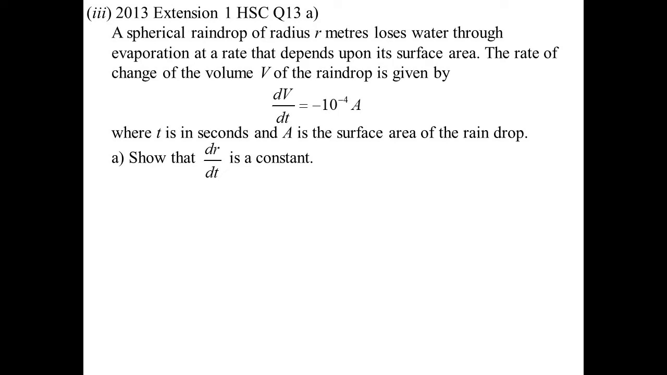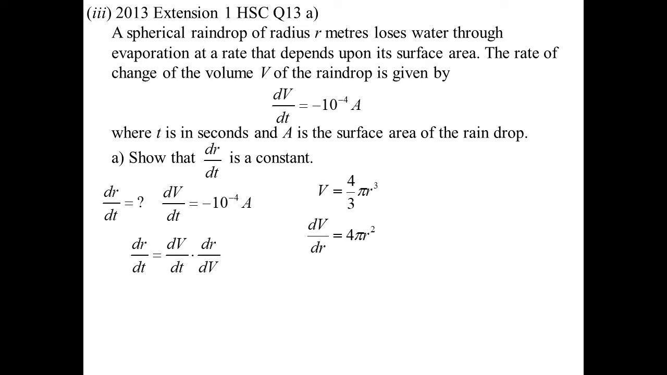Show that dr/dt is a constant. Hey, I want to work out what dr/dt is. How the heck am I going to do this? Well, we know dV/dt. If I've got something that links volume and radius together, which we do, of course, then dr/dt would be dV/dt times dr/dV. Volume is 4/3 pi r cubed. It's the one I always love. When you differentiate the volume of a sphere, you get the surface area of a sphere, 4 pi r squared. So in fact, dV/dr is the surface area of the sphere. So it's equal to A.